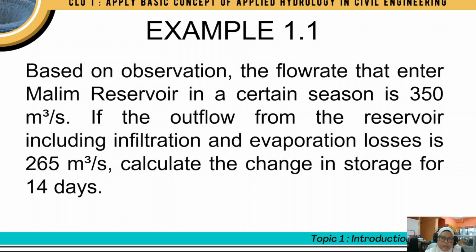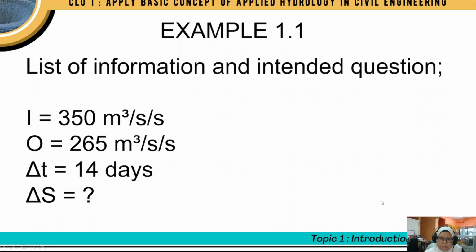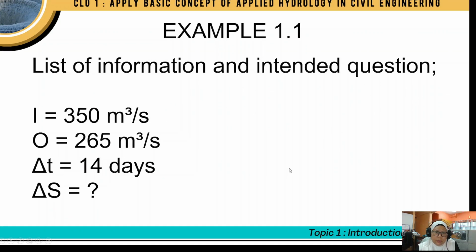So let's go through the question for example 1.1. Based on the observation, the flow rate that enters Malian Reservoir in a certain season is 350 m3 per second. If the outflow from the reservoir, including infiltration and evaporation losses, is 265 m3 per second, calculate the change in storage for 14 days. So based on this question, you should acquire all the information given in the question first.